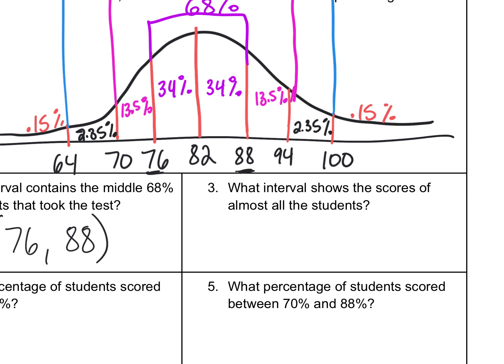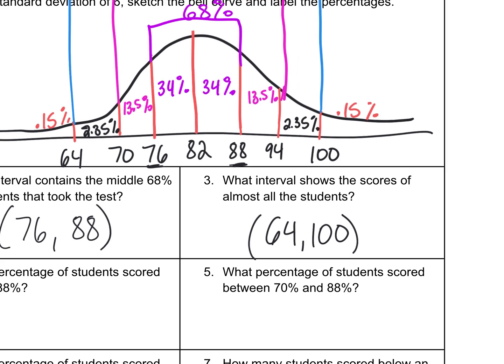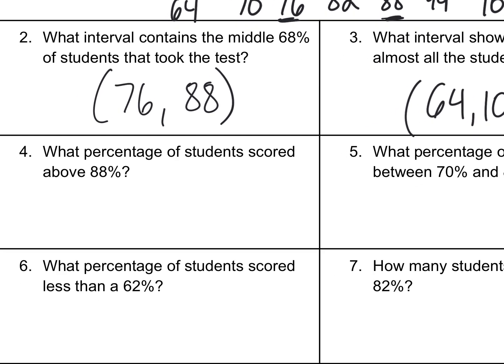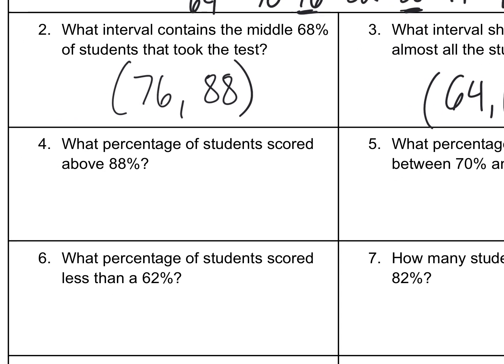What do we think? 64 to 100. You got it, 64 to 100. Okay, we can't go any more standard deviations left or right. So 64 to 100 accounts for 99.7% of the data, which I'd venture to say is almost all the students, wouldn't we think? Yep, okay. What percentage of students scored above an 88?